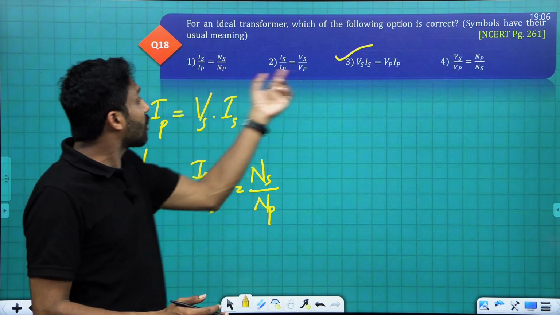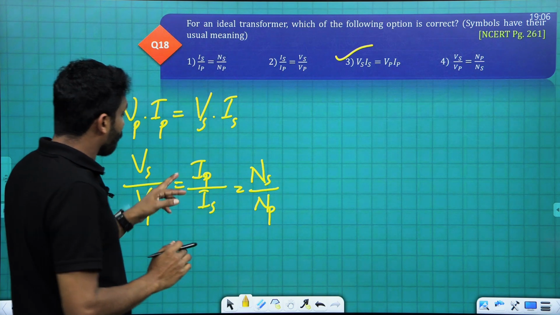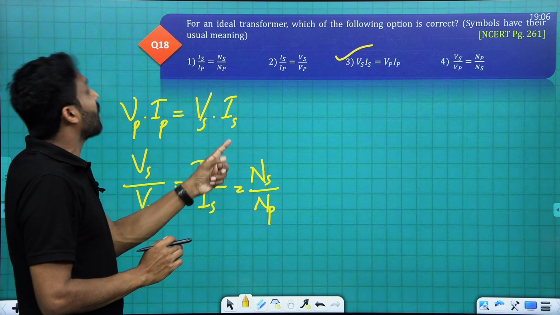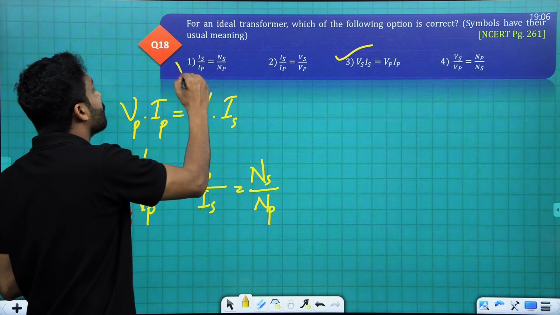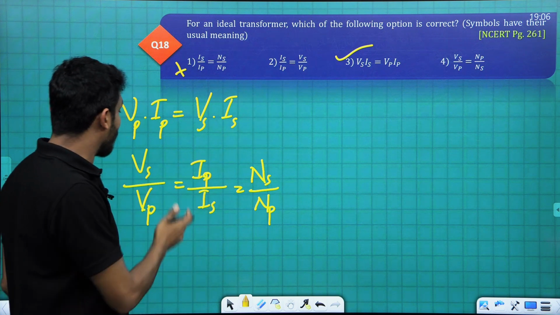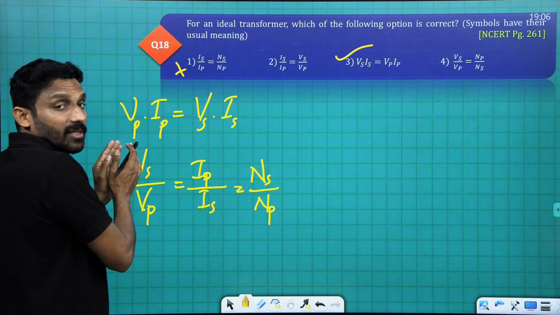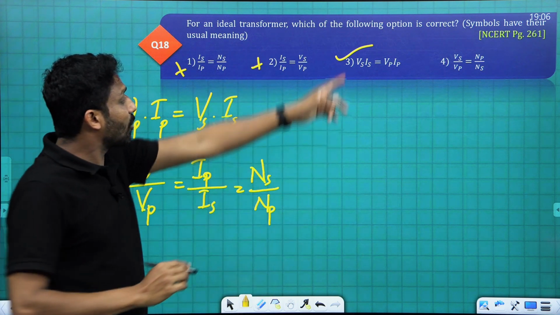Now you look into the other options. Is by Ip is Ns by Np. Is that true? No. Is by Ip is equal to Np by Ns only. So this is incorrect. Now what about this one? Is by Ip is Vs by Vp. Is that true? Is by Ip is equal to Vp by Vs only. So this is incorrect.